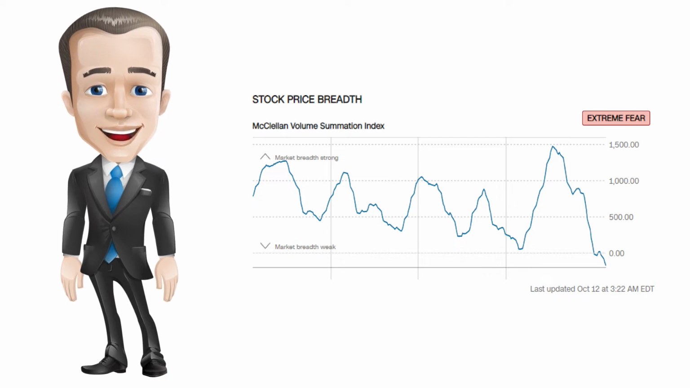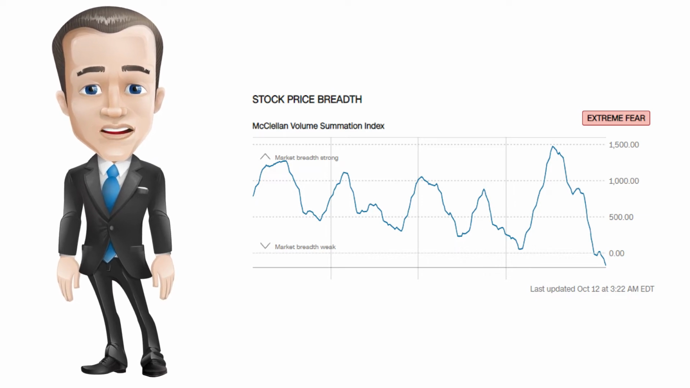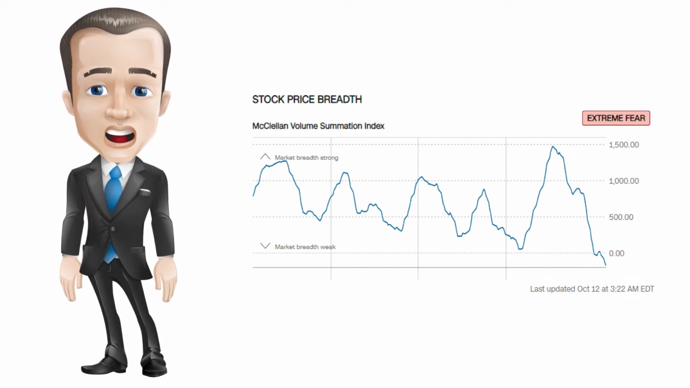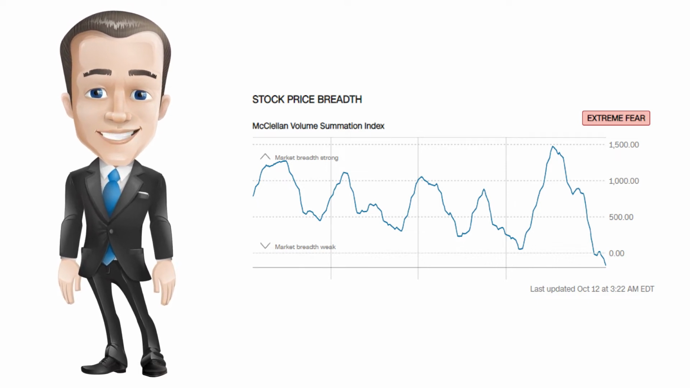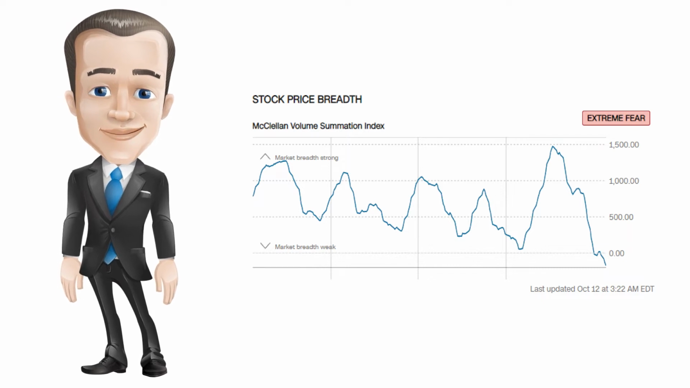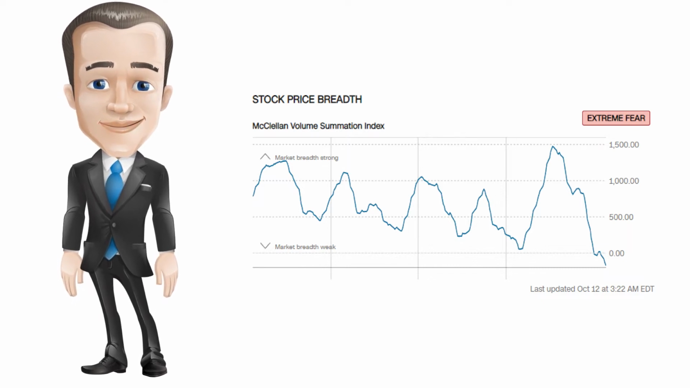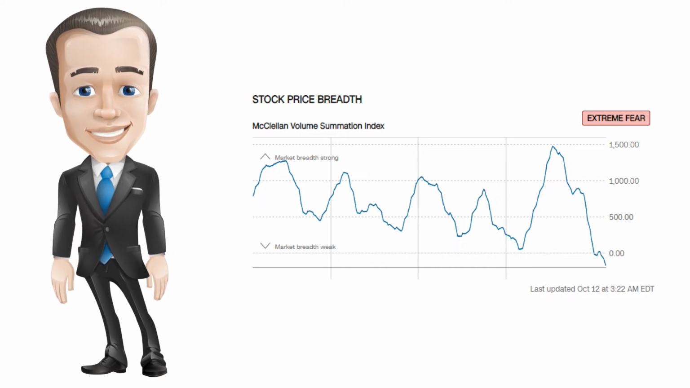This is not going to give you a day-to-day signal for day traders, but for the longer term, it definitely helps, the McClellan Volume Summation Index. The lower the number gets and the more extreme the number gets, the more it's screaming a bullish move. On the opposite, the higher the number gets, the higher the extremes, the more bearish the market becomes.